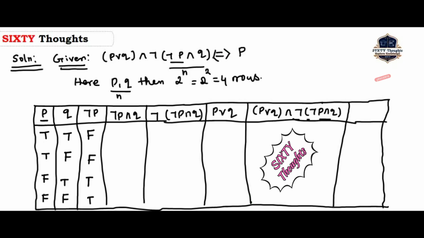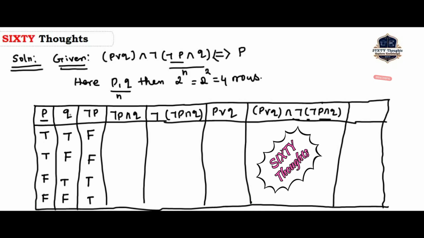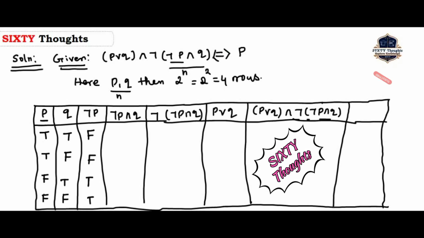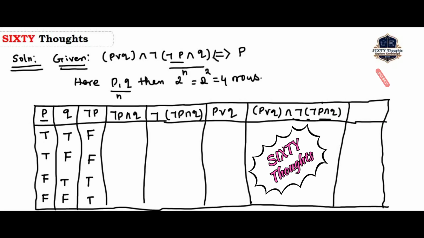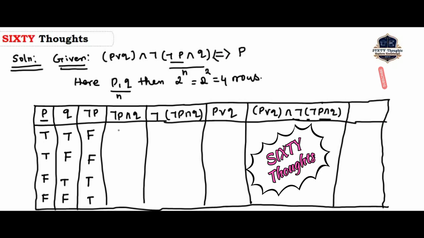Next I am going to find negation P and Q. How to find this? Negation P and the Q statement with the help of the conjunction operator. What is conjunction? If both statements are true, then negation P and Q is true, otherwise it is false. Here one statement is true, one statement is false, so we get false. Here both statements are true, so true. Here one statement is false.